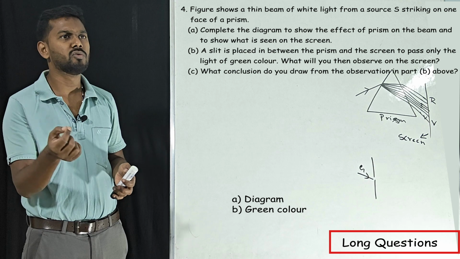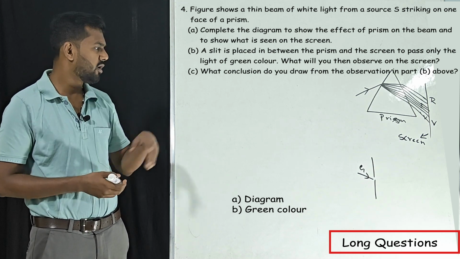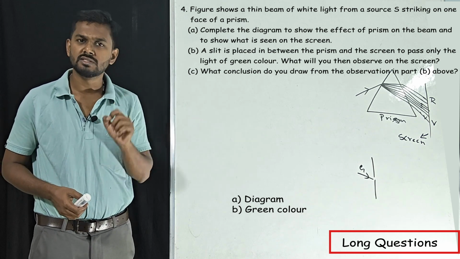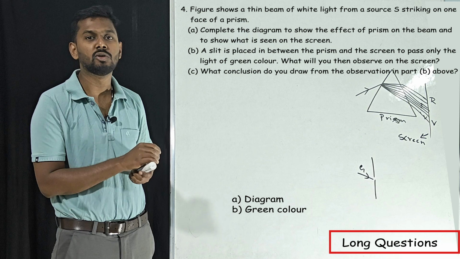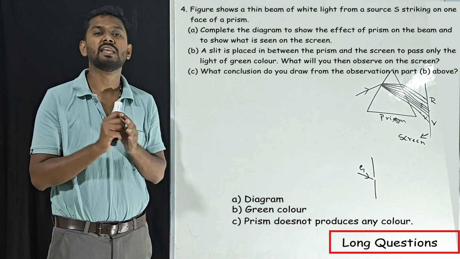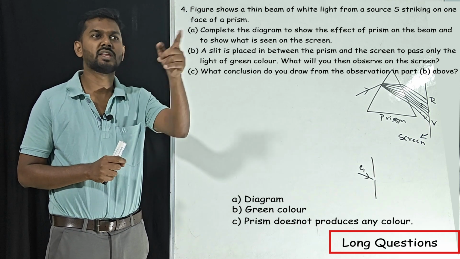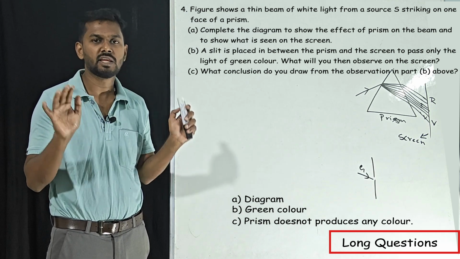What conclusion do you draw from the observation in part B above? In part B, green color is only passing, so we can see green color. What is the conclusion? Very simple. Prism will not produce any color, it disperses. That is the reason we can see only green color. Prism will never produce any color.